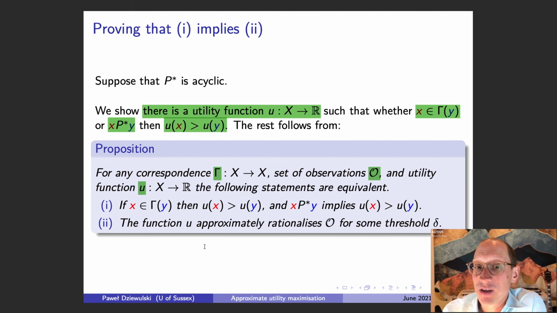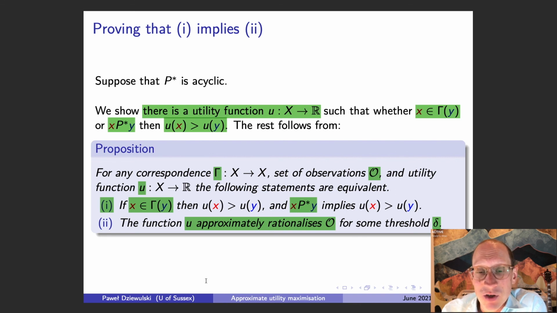And once you have your favorite function, check the following: if it's consistent with both gamma and the strict preference relation, then that's a necessary and sufficient condition that guarantees that the same function approximately rationalizes the set of observations for some threshold. In a sense, if you give me your favorite function and you can guarantee that condition 1 holds, then this is equivalent to saying that the same utility function approximately rationalizes the set of observations.